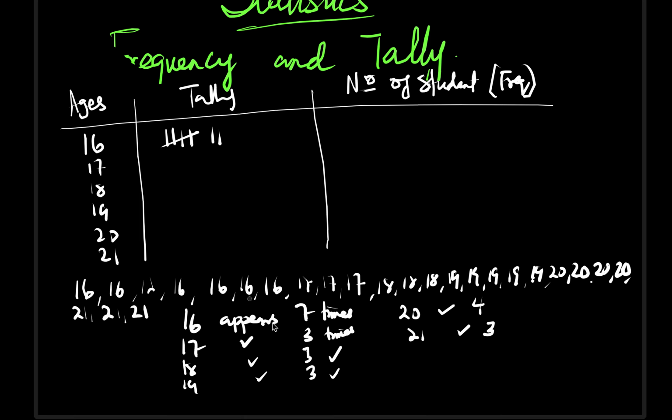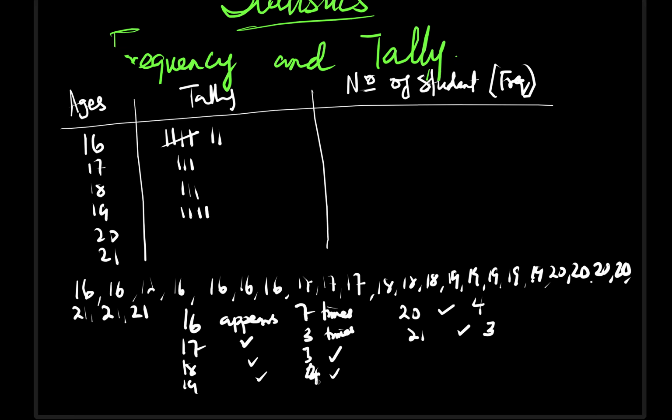What about 17? How many times does it appear? 3 times. So 1, 2, 3. Simple. 18, how many times? 3 times. 1, 2, 3. What about 19? 3 times. 1, 2, 3. It looks like 19 appears 4 times. Look at it: 1, 2, 3, 4. So 4 times. Let's correct it here.